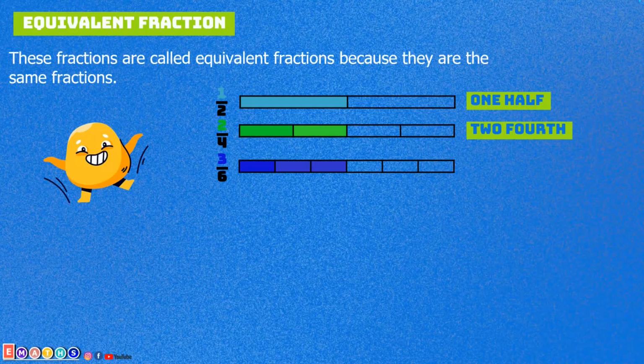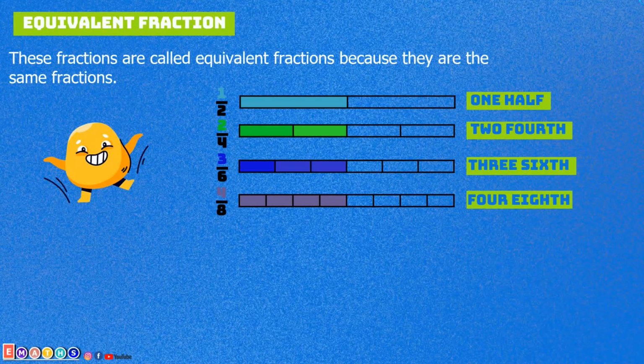1/2 divided into 3 equal sections equals 3/6. 1/2 is equivalent to 2/4 and also equivalent to 3/6. These fractions are called equivalent fractions because they are the same fractions.